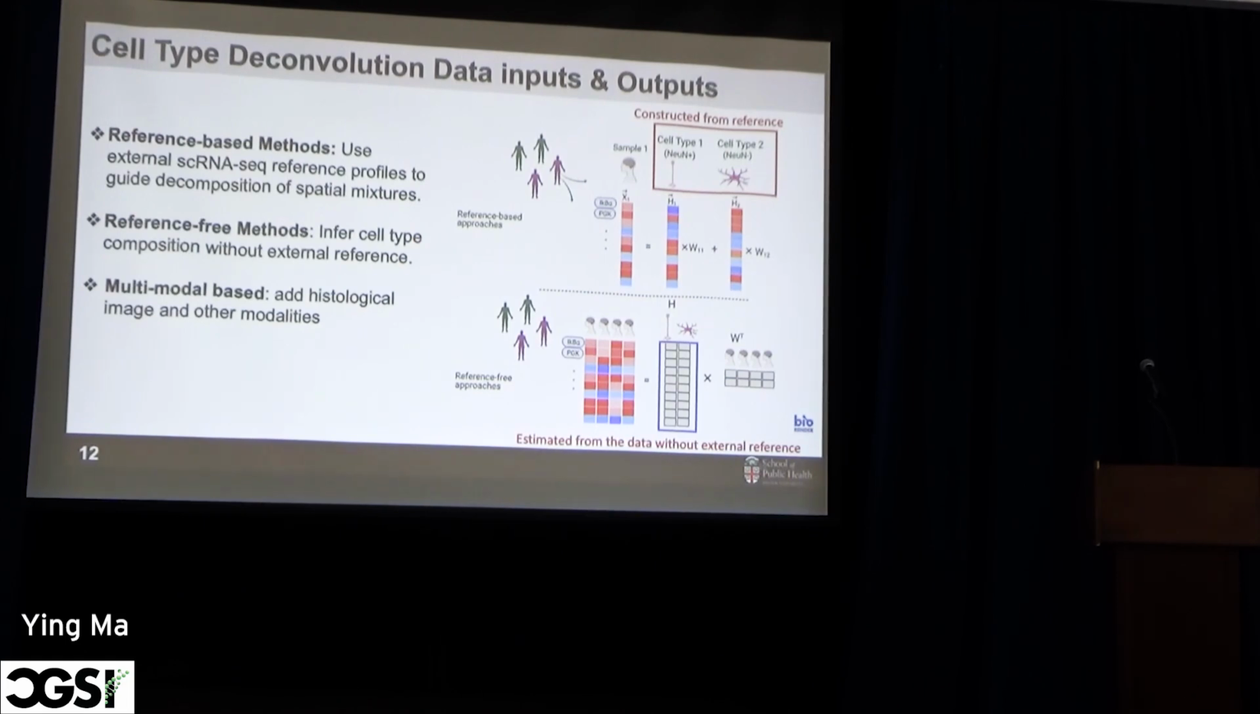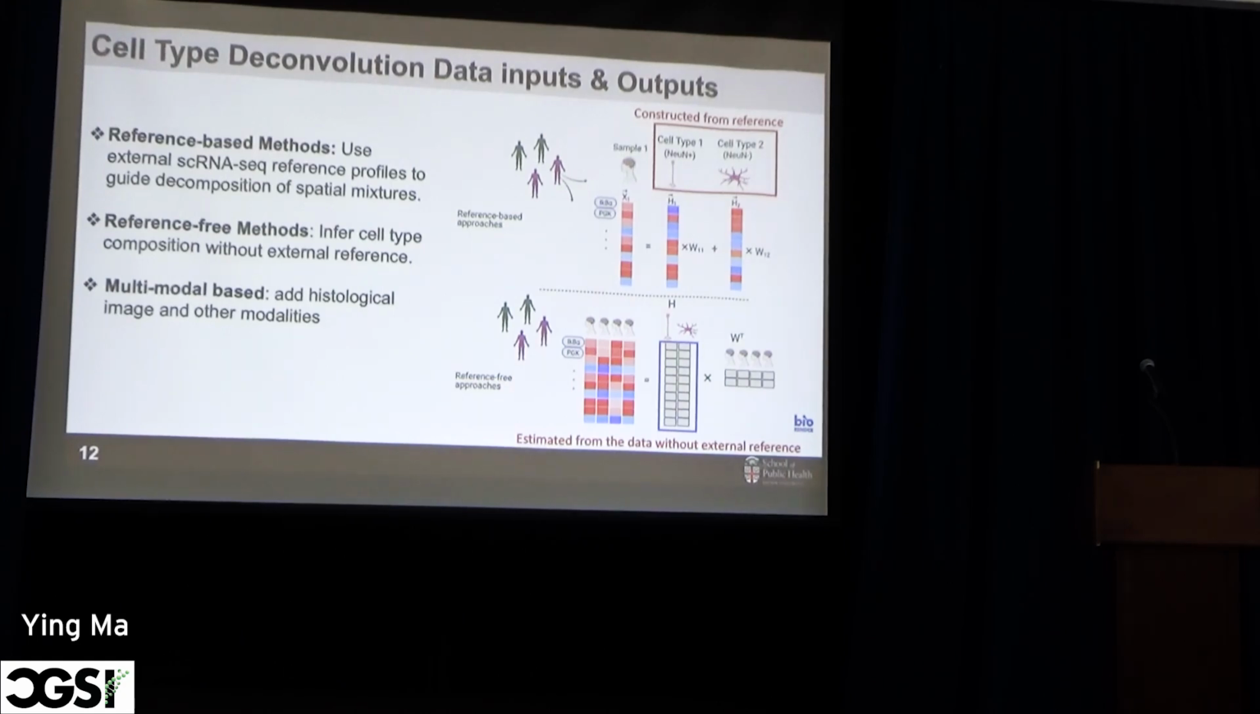So that's what we call the reference-based method. However, on the other hand, for some tissues, especially understudied tissues, we might not have a gold standard single cell reference, or there might be a mismatch between the reference and the spatial data. Then people are thinking about whether we can develop cell type deconvolution methods that do not rely on single cell references. We call these reference-free methods. They will infer the cell type composition without any external single cell reference.